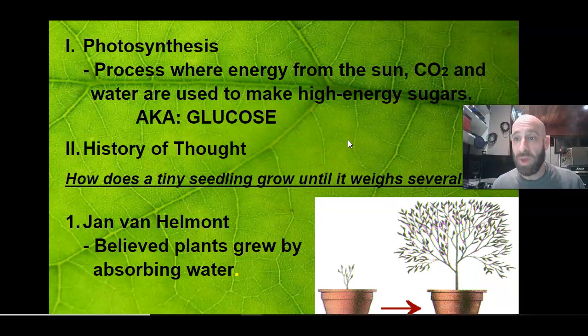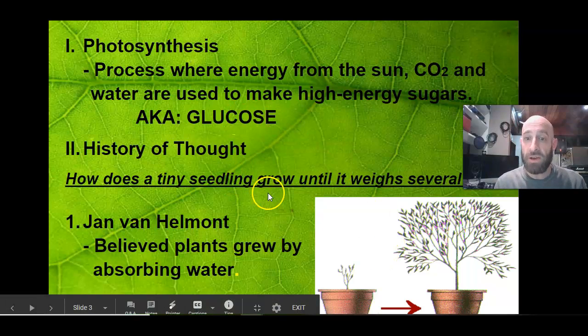But it doesn't grow because it's absorbing water. It uses the water to make the energy to grow. So if you look at this little image down here, what Jan van Helmont would have thought is this plant, the reason why it's getting larger is just like a sponge. It absorbs water and it expands in size.